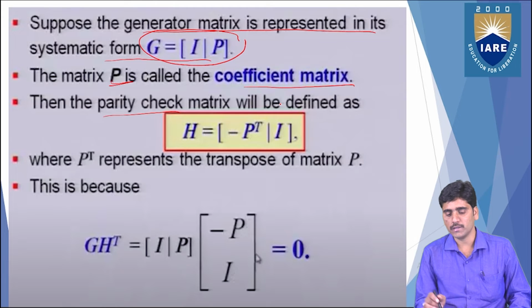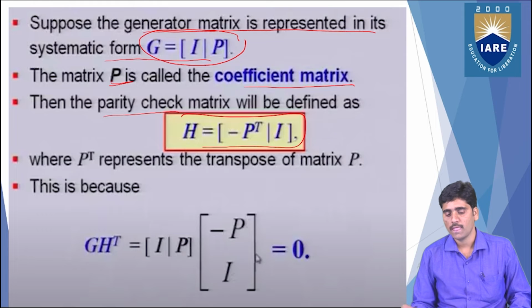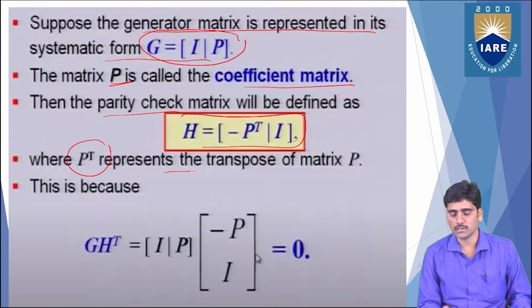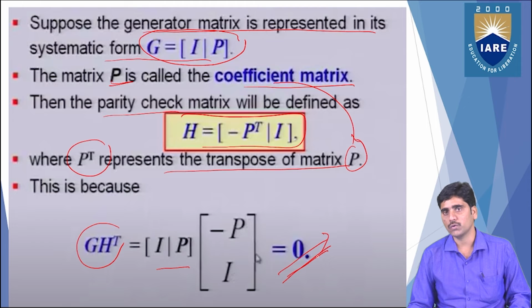Then the parity check matrix is defined by this formula: H equals [minus P transpose | I], where P transpose represents the transpose of matrix P, and P is the coefficient matrix. This is because GH transpose equals [I | P] times [minus P | I] equals 0. If we get the value 0 from this formation, then the generated code word is valid.